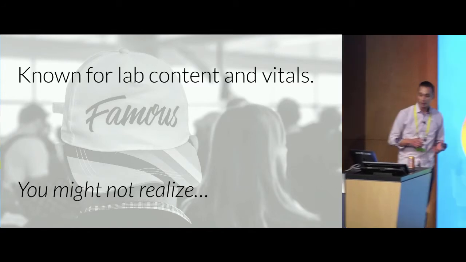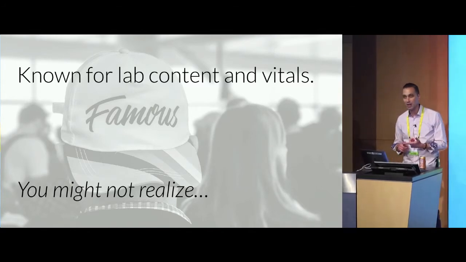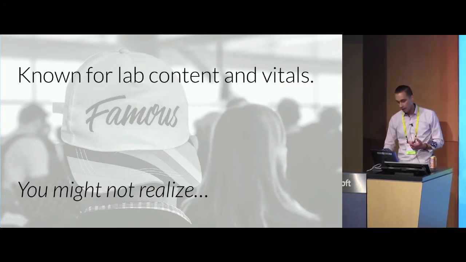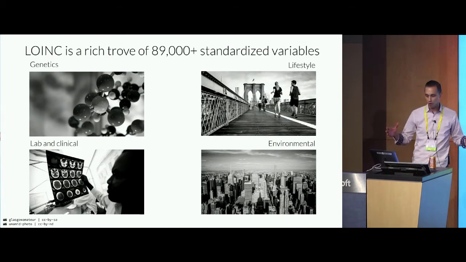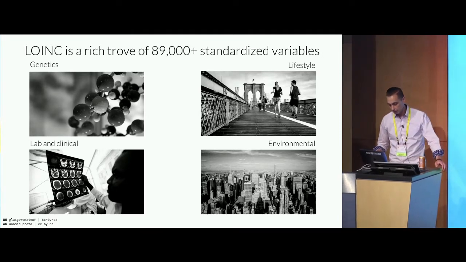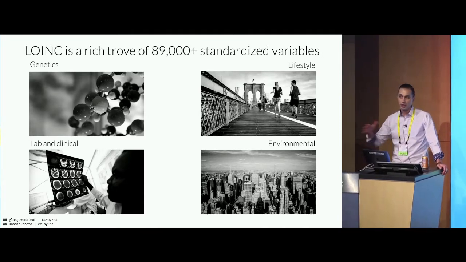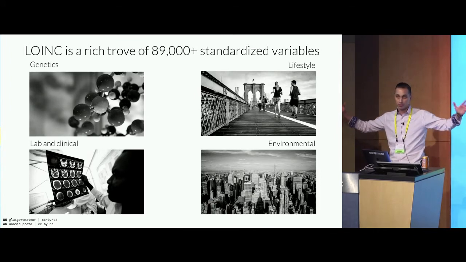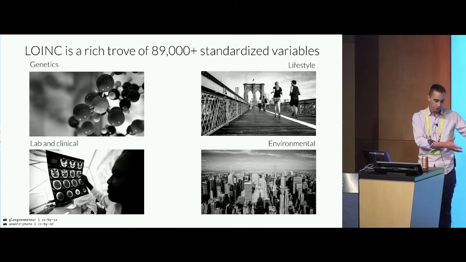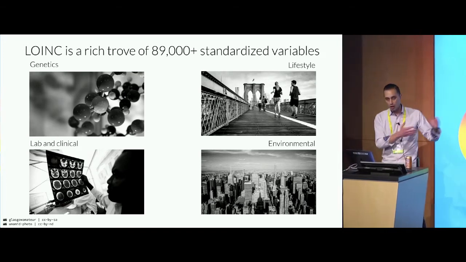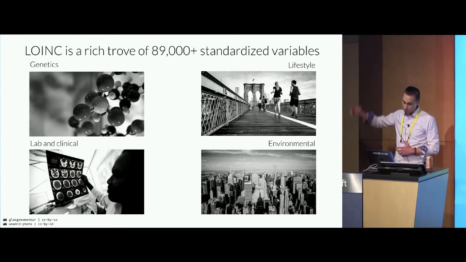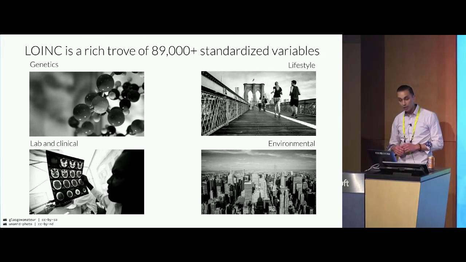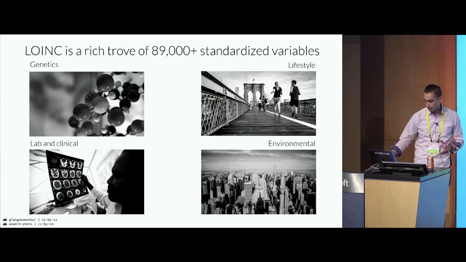If you have heard about LOINC, you probably have heard about it in the context of laboratory tests or perhaps vital signs. What you might not realize is that it covers a pretty wide space of things. So I like to say it's like this rich trove now of almost 90,000 standardized variables. And if you're thinking about the healthcare space from a precision medicine landscape, you think of things all the way down to the molecular and genetic level, up through our normal clinical variables, and all the way up to information that we want to record about the environment. LOINC covers that entire landscape of stuff.